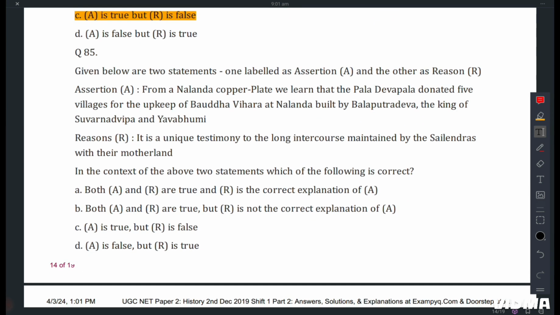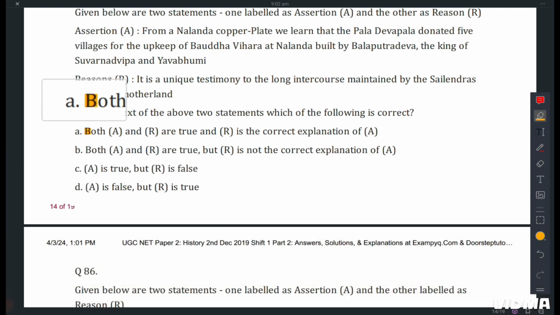Okay, question number 85. Given below are two statements, again assertion and reasoning. From a Nalanda copper plate, we learned that the Pala king Devapala donated 5 villages for the upkeep of the vihara at Nalanda, built by Balaputradeva, the king of Suvarnadvipa and Yavabhumi. It is a unique testimony to the long intercourse maintained by the Shailendras with their motherland. It is option A. Both A and R are true, and R is the correct explanation of A.